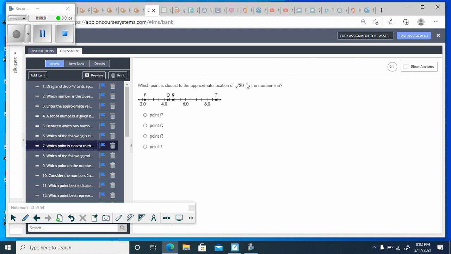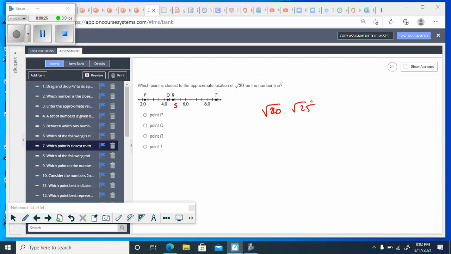Which point is closest to the approximate value of square root of 20? Okay. Well, all of these are numbers. That's 4. Let's see, 4 and 6. So that would be 5. Other spots on the number line. That's 5. Okay, so square root of 20.